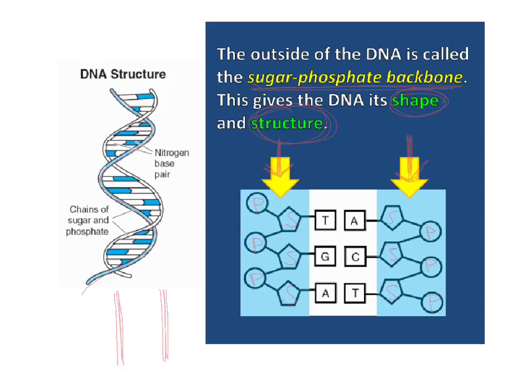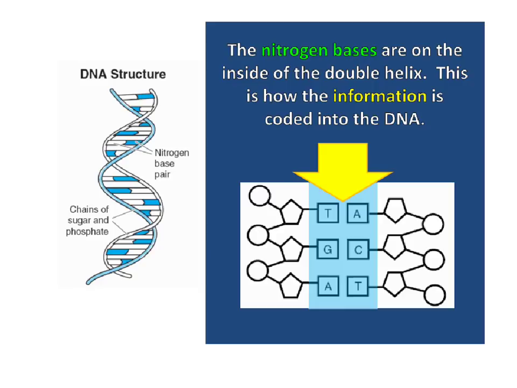The nitrogen bases, these are our nitrogen bases, there's our A's and C's and G's, are on the inside of the molecule. They are inside that double helix. The nitrogen bases are how the genetic information is coded into the DNA. So that would be this part in the middle, the parts that kind of fit together.